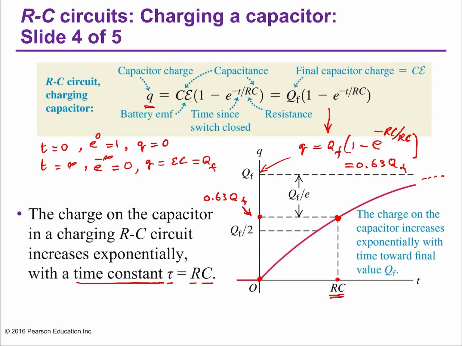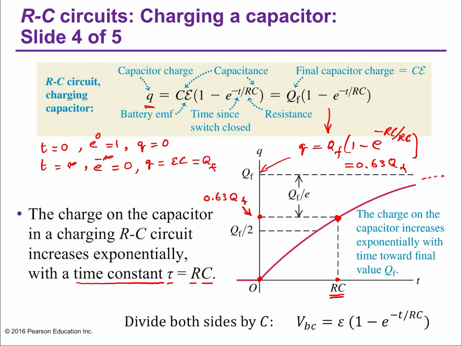It would be interesting to also note the potential difference between the plates of the capacitor, and see how that changes. So if you go back to the top equation and divide both sides of the equation by C, then we get VBC, which is the voltage across the capacitor between points B and C. And that just follows the same exponential increase as the charge. Exactly the same function.